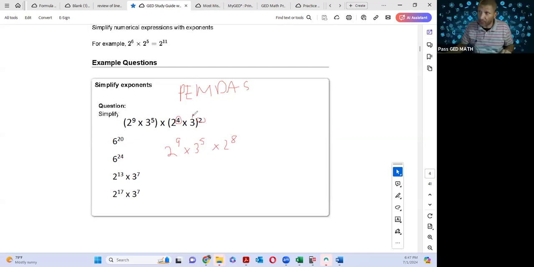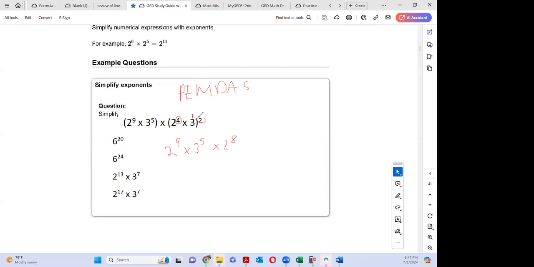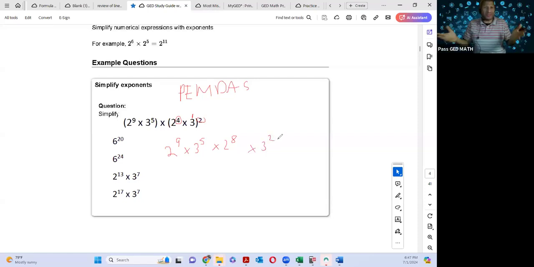Remember, we don't see an exponent here, so it's 1. 2 times 1 is 2. Hold on, Mr. Tinsley. What happened to the parentheses?